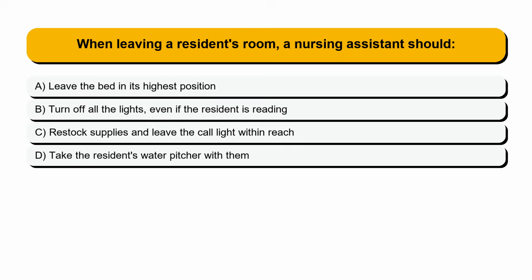Question 4. When leaving a resident's room, a nursing assistant should: Option A leave the bed in its highest position. Option B turn off all the lights, even if the resident is reading. Option C restock supplies and leave the call light within reach. Option D take the resident's water pitcher with them.